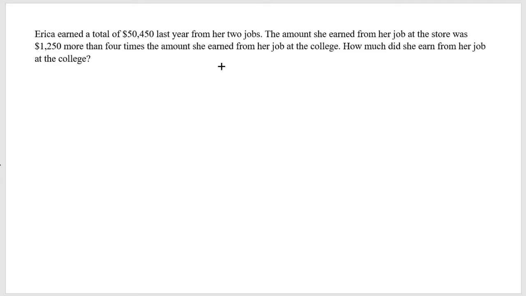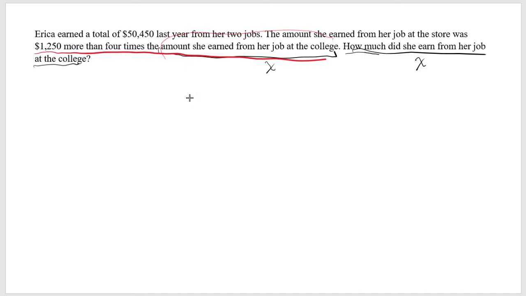Okay, because it's asking how much she earned from her job at the college, this amount that she earned from college, we're going to put that as x. And we can see that x appears here too. The sentence that you see, $1,250 more than 4 times x, seems to be very similar to what we did before.